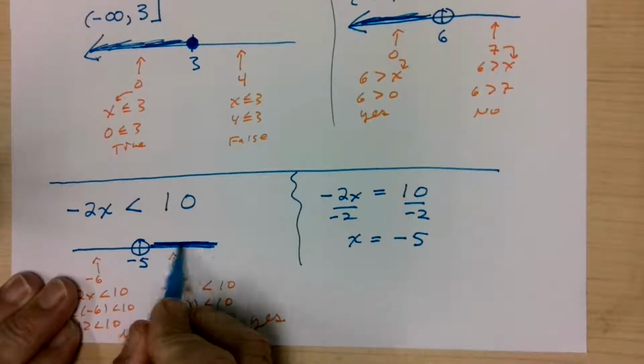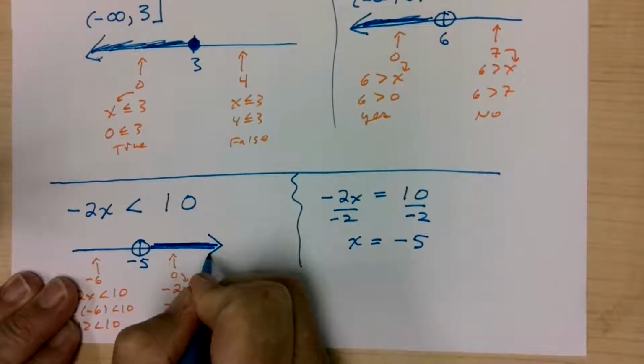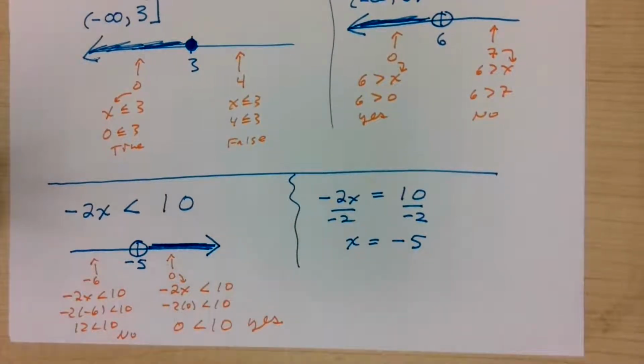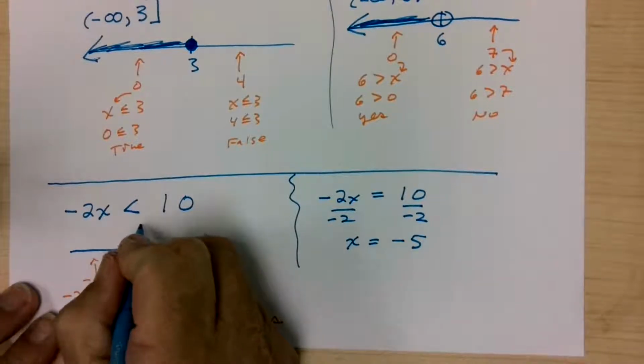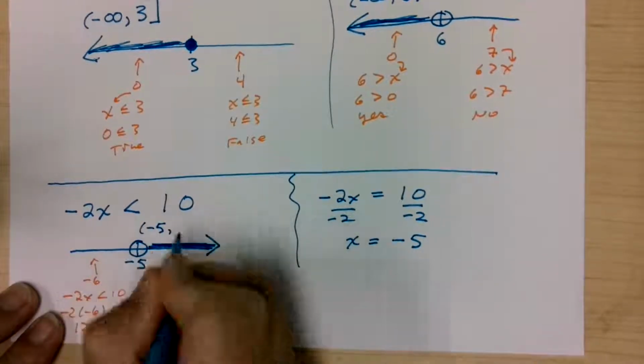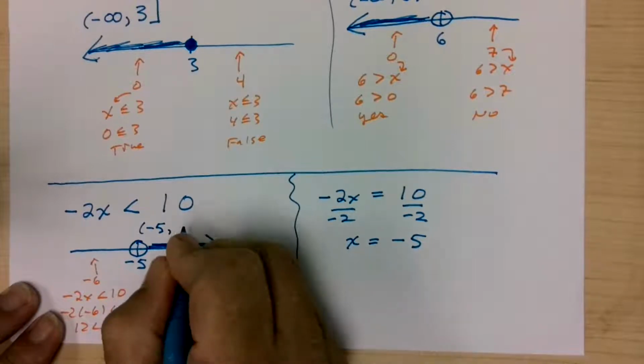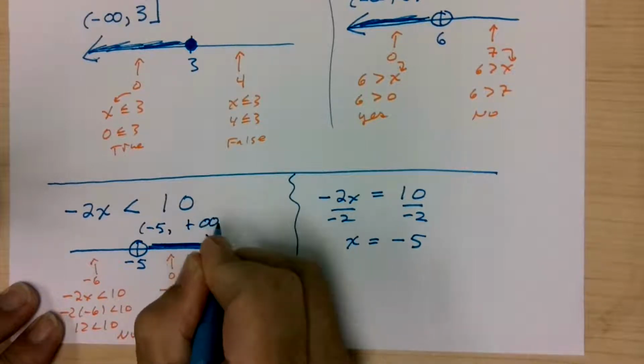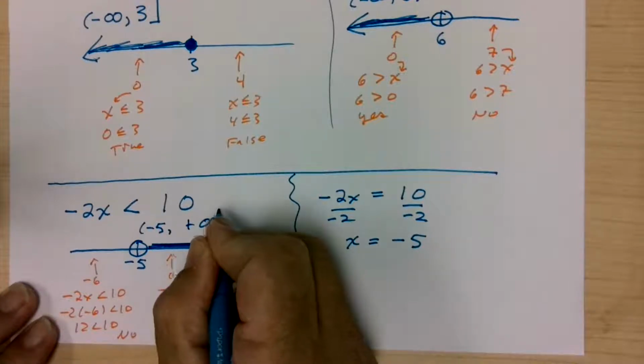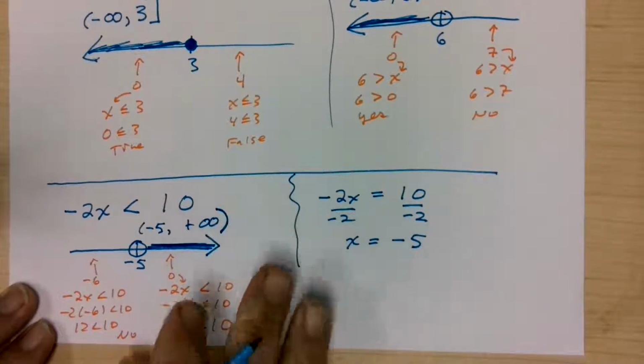It's going to shade this direction. Yes, this way. In interval notation, what will that look like? We are starting at negative 5, and we are going all the way to the end. Where does this end? This is positive infinity.